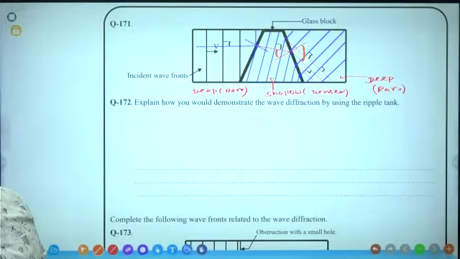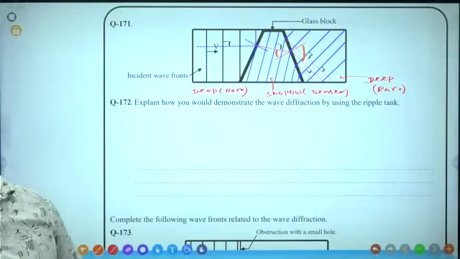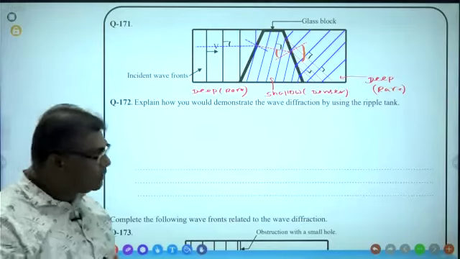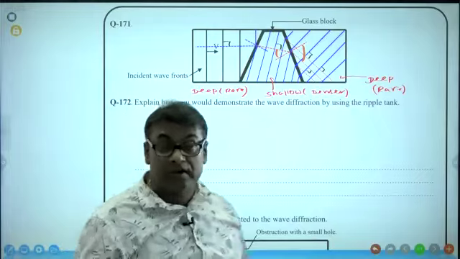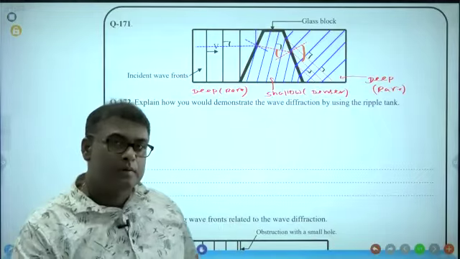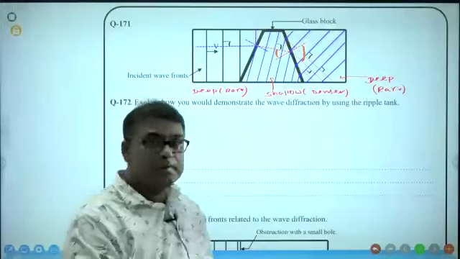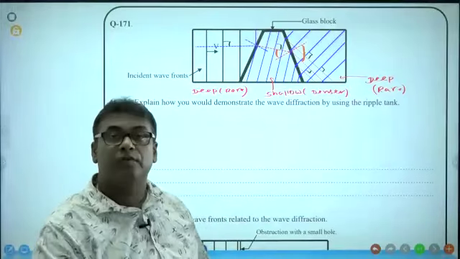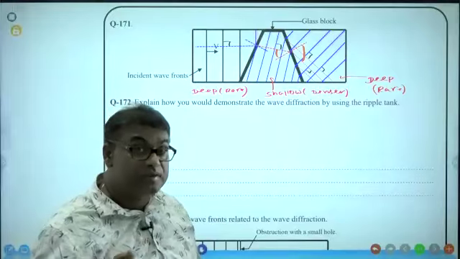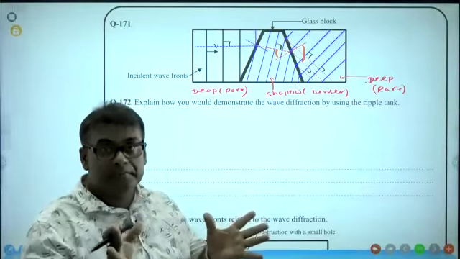Explain how you would demonstrate the wave diffraction by using a ripple tank. Wave diffraction. First of all, can you define what is diffraction? What is diffraction? Spread of the waves when they are traveling through an obstruction with the whole spread.